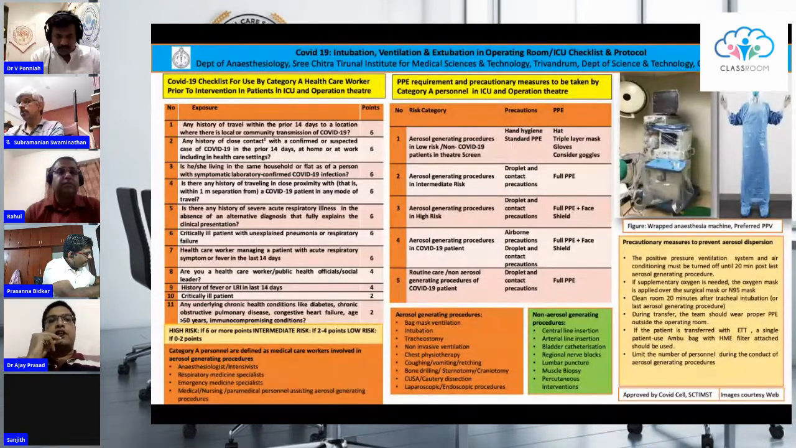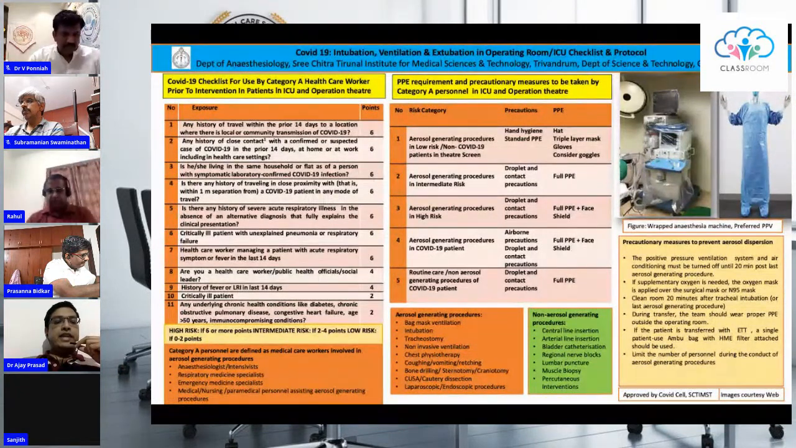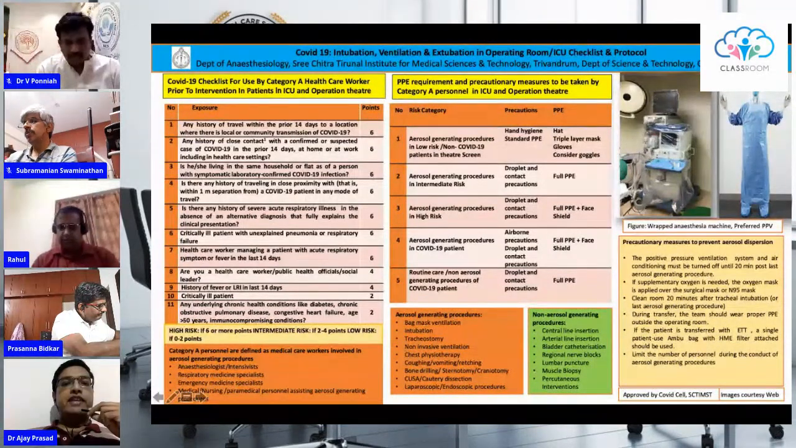We have a score-based system where, in addition to the 7 points which the Ministry of Health has given, we have added the last 3 points. These are from CDC and NHS guidelines for Category A workers. Anybody with a score of 2 to 4 is intermediate risk, and more than 6 is high risk. Based on that, we have categorized risk and the PPE which should be used in each of the scenarios. If you can note, from intermediate risk onwards, it's full PPE.